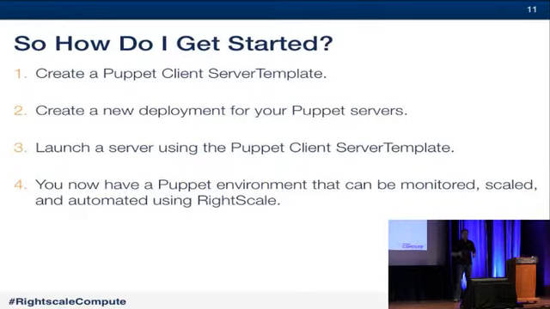And all you have to do is set up a light framework inside of RightScale. And that consists of creating a Puppet client server template. So you create a server template that has the basic Puppet configuration in it. Create a new deployment for where you want your Puppet servers to run. Launch your servers, let Puppet configure them, and now you're running. You have a full Puppet environment running inside of RightScale with all the benefits I talked about in the last few minutes.